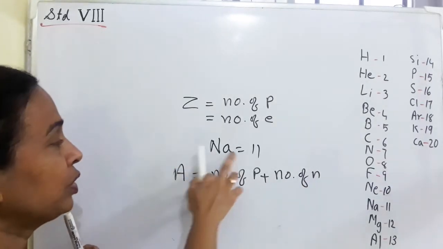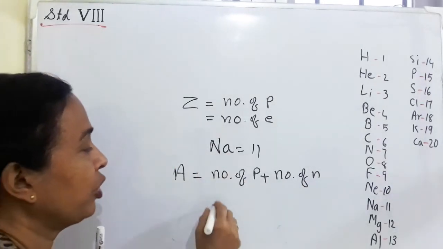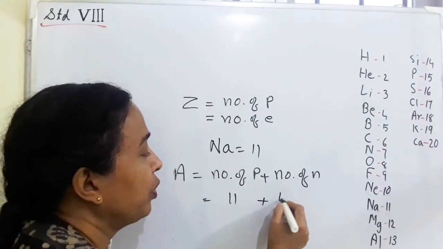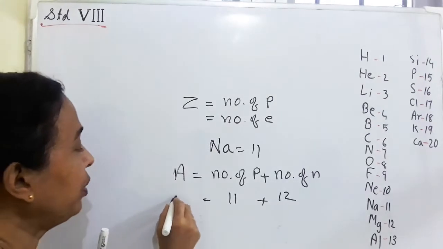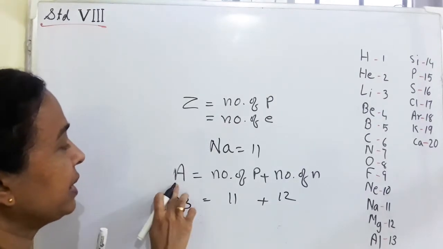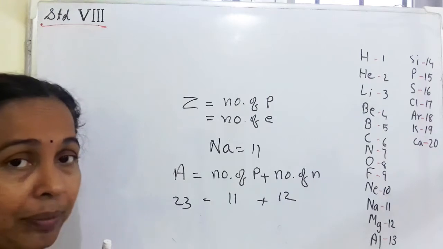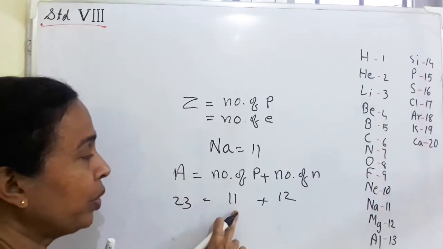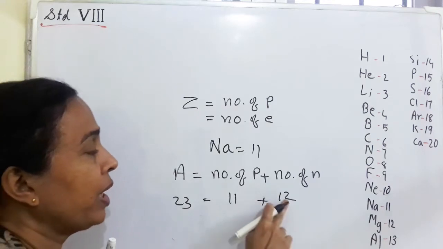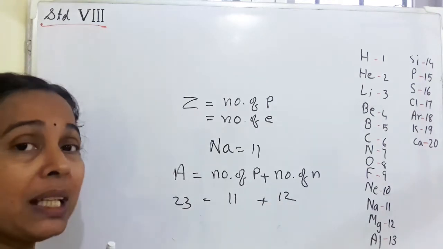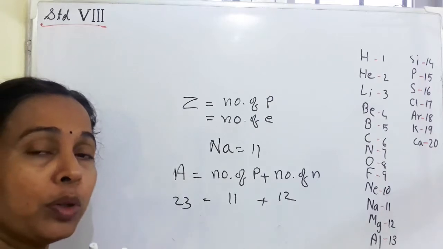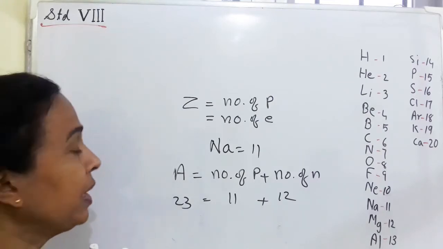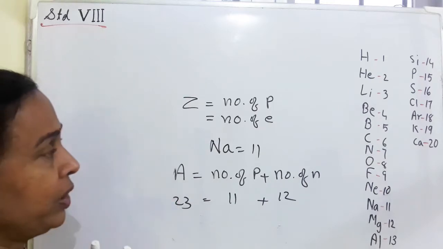In the case of sodium, its atomic number is 11. So number of protons will be 11. And its number of neutrons is equal to 12. So its mass number is equal to 23. Mass number is represented by the letter A. So mass number of sodium is equal to 23 because its nucleus contains 11 protons and 12 neutrons. So mass number is the sum of the number of protons and neutrons present in the nucleus of an atom of an element. So mass number of sodium is 23.